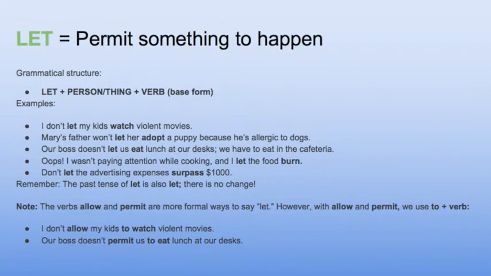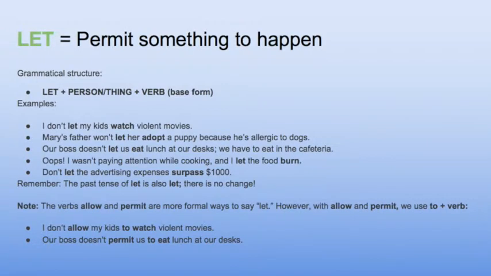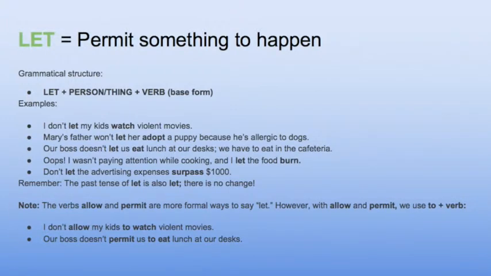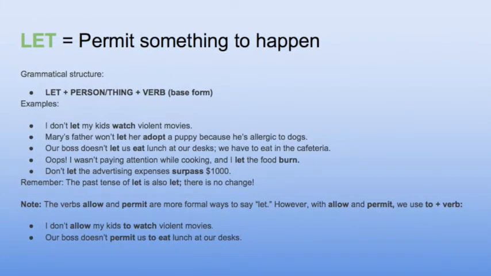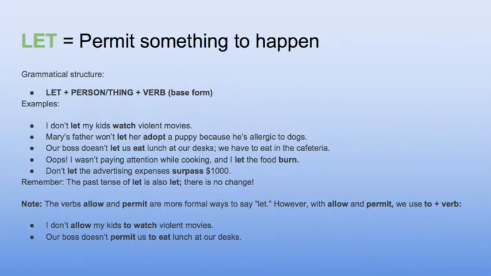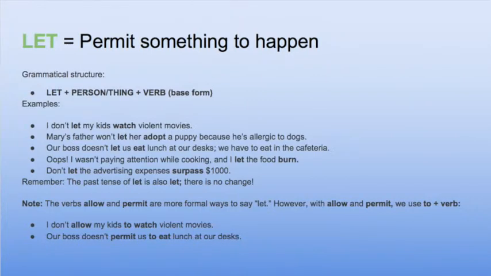Oops, I wasn't paying attention while cooking and I let the food burn. Don't let the advertising expenses surpass $1,000. Remember, the past tense of let is also let. There is no change. We can note that the verbs allow and permit are a more formal way to say let. However, with allow and permit, we use to plus verb. I don't allow my kids to watch violent movies. Our boss doesn't permit us to eat lunch at our desk.